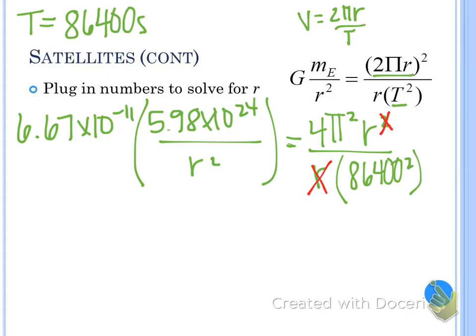So now there's a couple different ways you can go about this. I'm going to get rid of my denominators. I'm going to do my best to get rid of my denominators, which means I'm going to multiply by r squared on this side, and I'm going to multiply by r squared on the right side. I'm going to do the same for this 86,400, and I'm going to do that on both sides. So I want to multiply by 86,400 squared on the left side. That's just to get rid of my denominators.